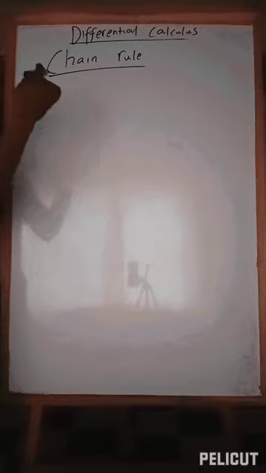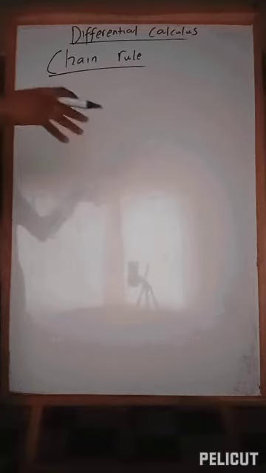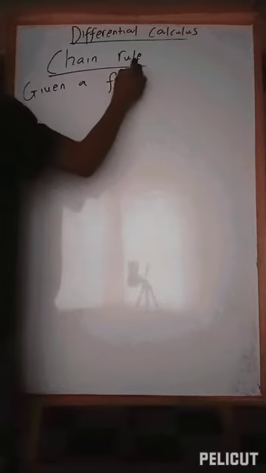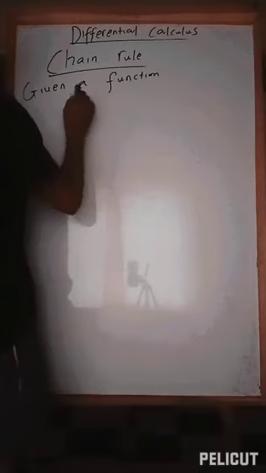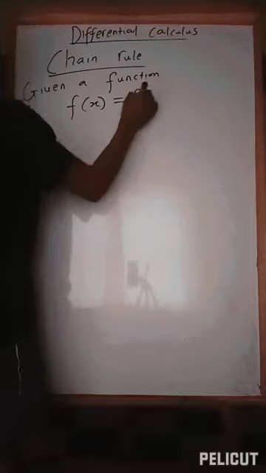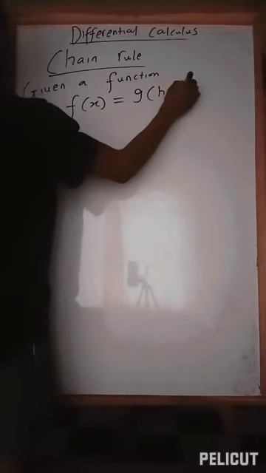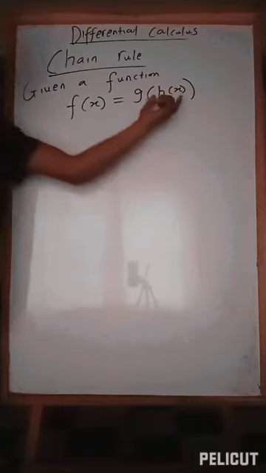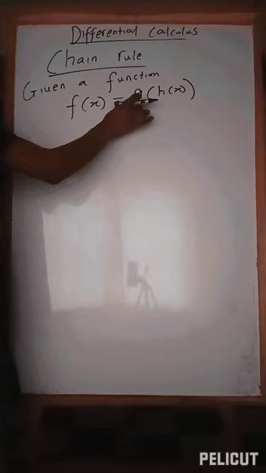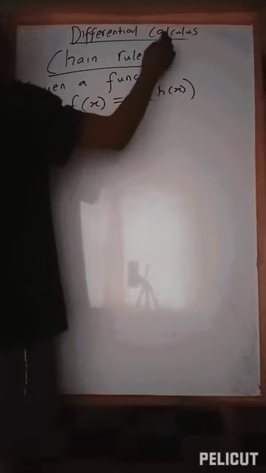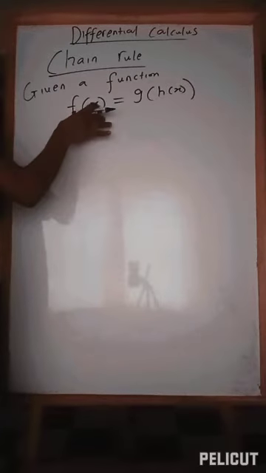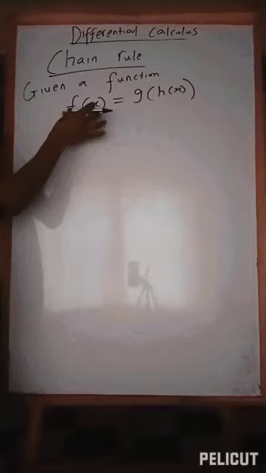Chain rule is used whenever you have a function placed in another function. Let's say, given a function f of x equals g of h of x. This function h of x is placed in a function g. That means we have a function inside another function. Another name for this rule is function of a function. Function placed inside another function. So how do we find the derivative of this? How do we differentiate this?